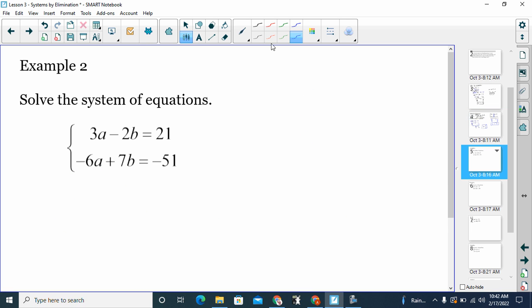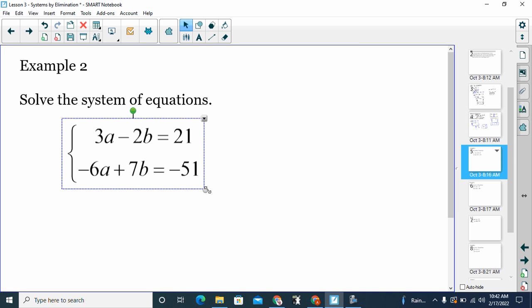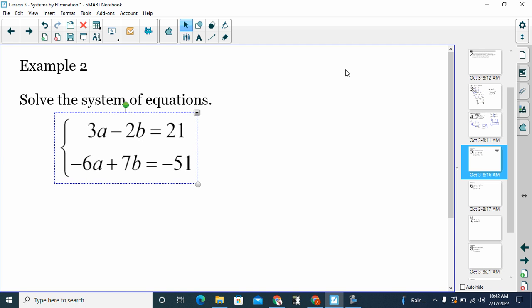Let's take a look at example 2. Again, we were asked to solve the system of equations. We have 3a minus 2b equals 21, and negative 6a plus 7b equals negative 51.